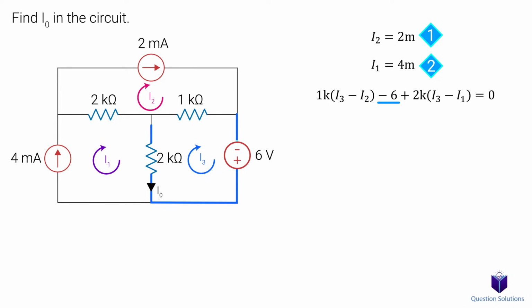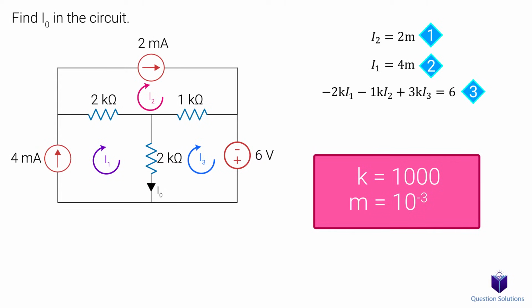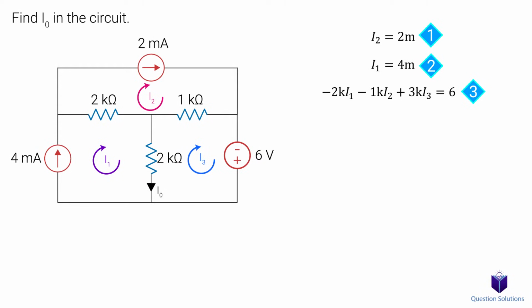Why is it negative 6 volts? Notice that our current in the mesh would enter the negative terminal of our voltage source. And why is it I3 minus I1? It's the same as before. I1 is opposing I3, and I3 is the boss, so it will get a negative sign. Let's simplify. That's our third equation. Just a note here, K represents 1000, and M represents 10 to the negative 3. This makes it easier to work with rather than writing down 1000 ohms or 2000 ohms.